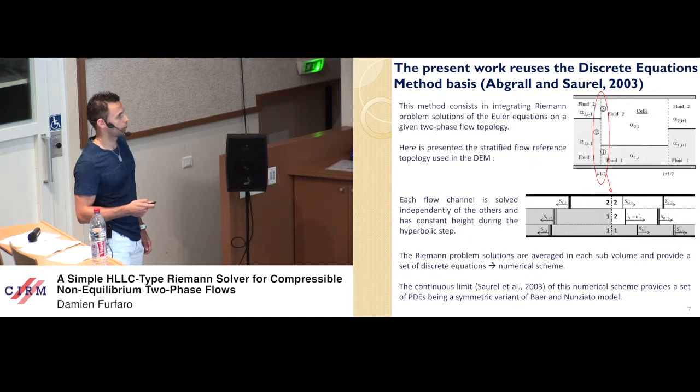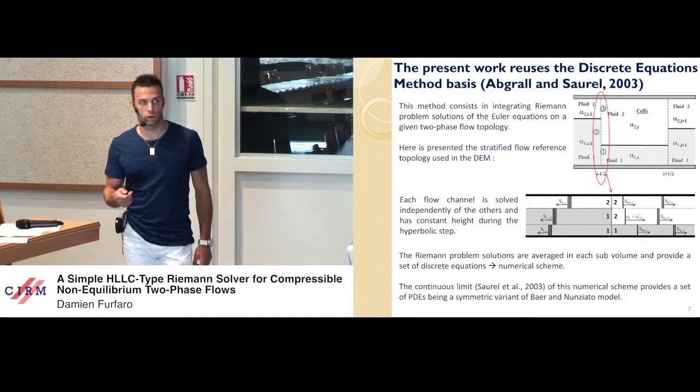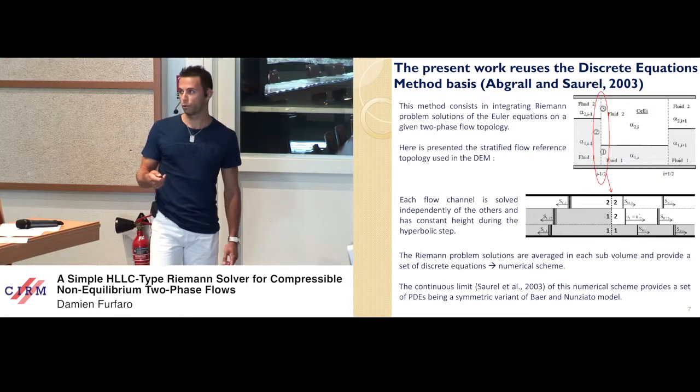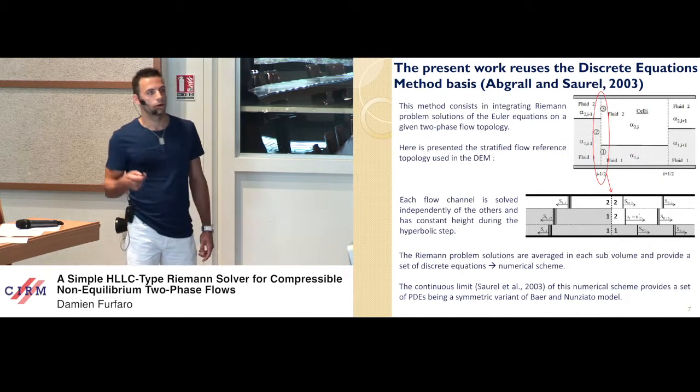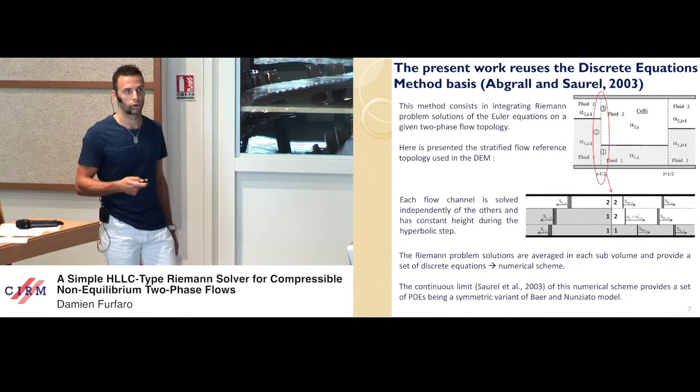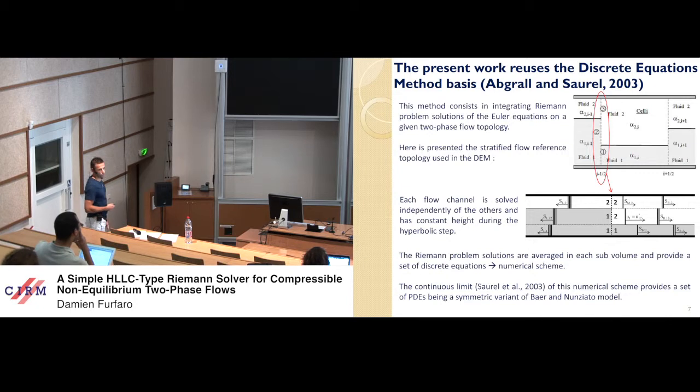So the Riemann problem solutions are averaged in each subvolume and provide a set of discrete equations. The continuous limit of this numerical scheme, when both space and time steps tend to 0, provides a set of PDEs being a symmetric variant of the Baer and Nunziato model.